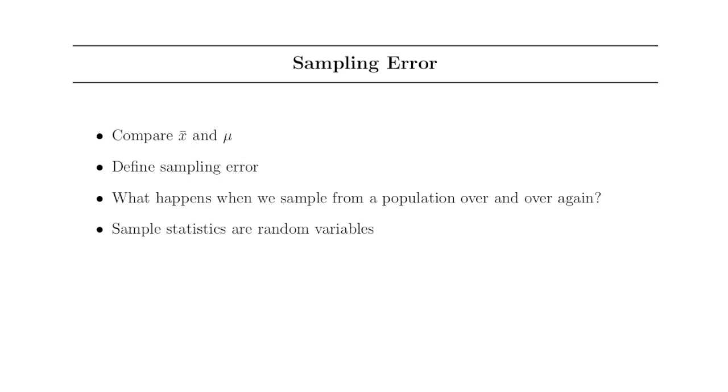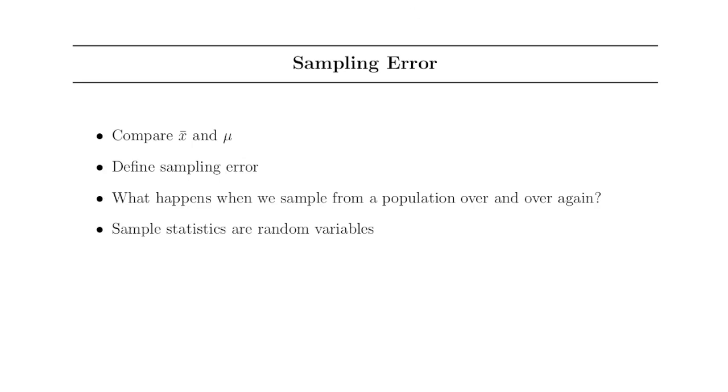So we're going to start by taking a look at an example where we can compare x bar and mu, the sample mean and the population mean. We've got a statistic here and a parameter. From there, we're going to define sampling error, and then we're going to investigate what might happen when we sample from a population over and over again, and finally tie this all up by thinking about a sample statistic as a random variable. So that's where we're going to be at.